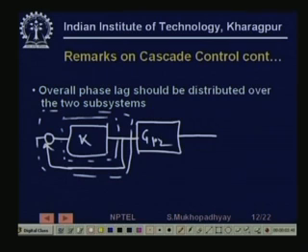Similarly, if you put this one as k and this one as GP1 and put all the phase lag here, then the problem will be to decide the inner loop. So the inner loop controller will now have the same stability problems as the overall process. So in such situations, cascade control does not work well.